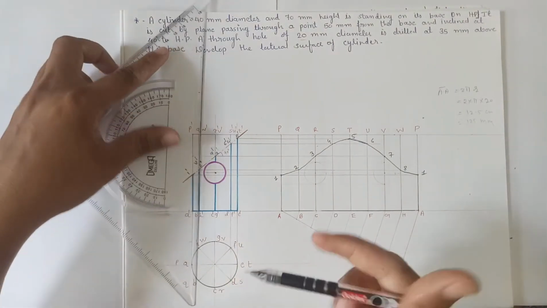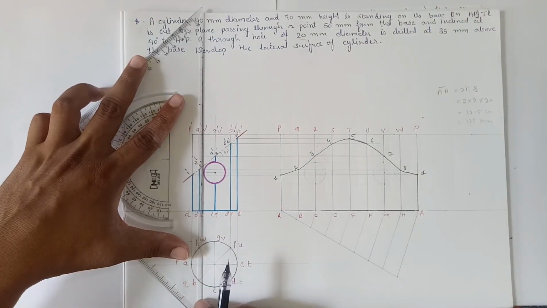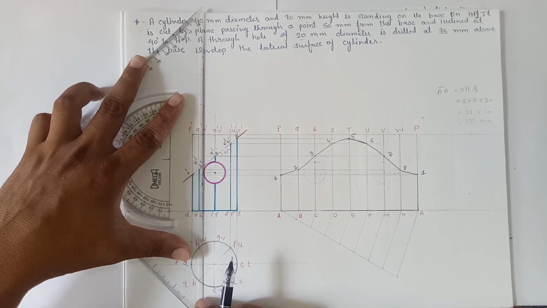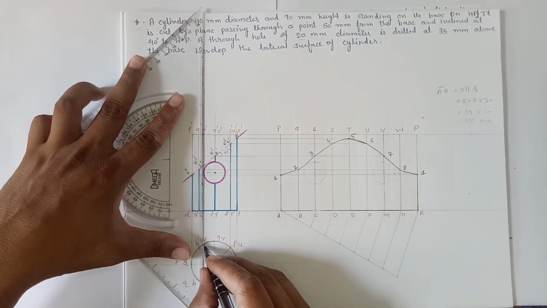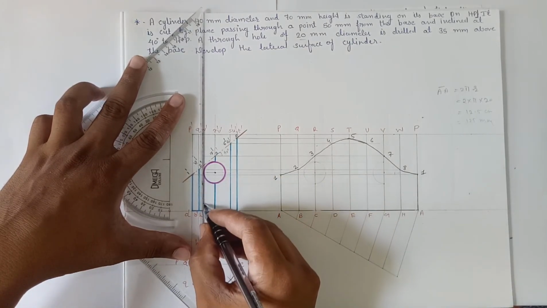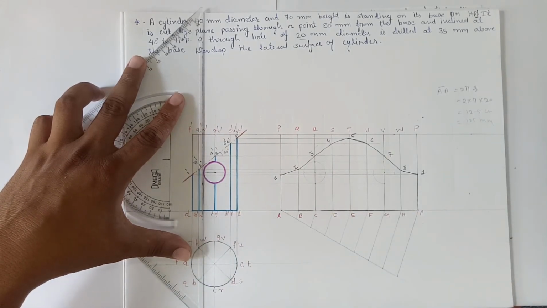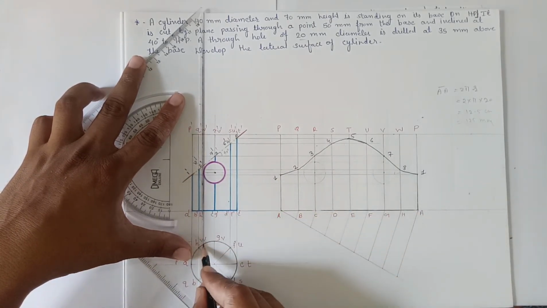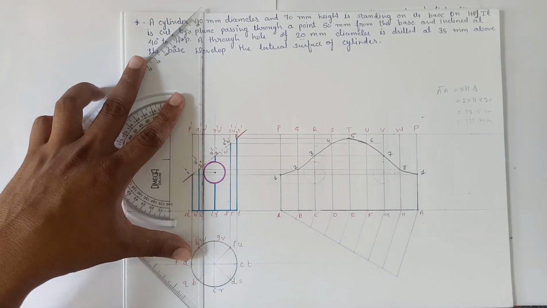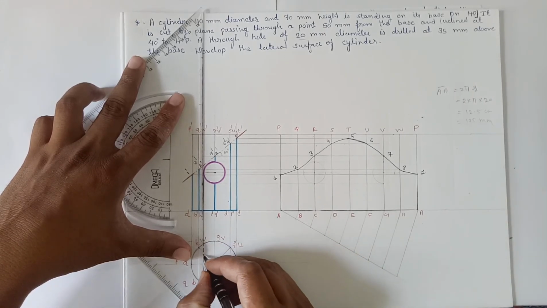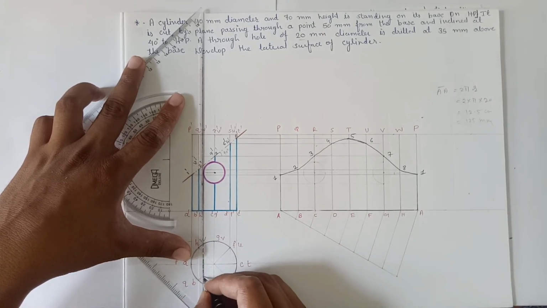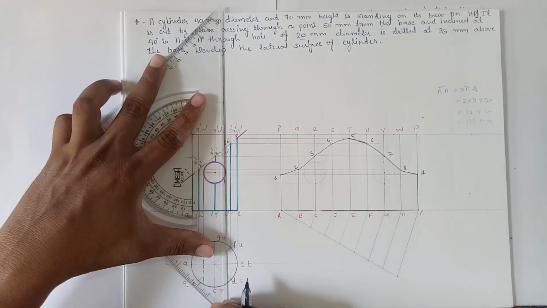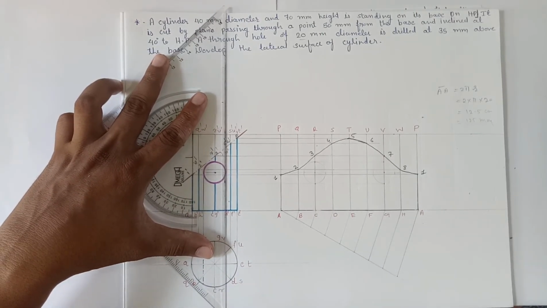Now we have to draw the plan of this drill hole, and it is going to be hidden in the top view. Project these points in the top view. It is going to be hidden in the top view. This hole is not going to be visible in the top view.